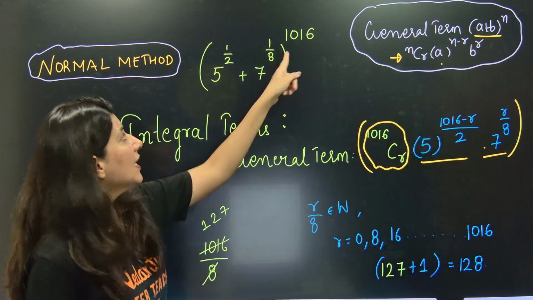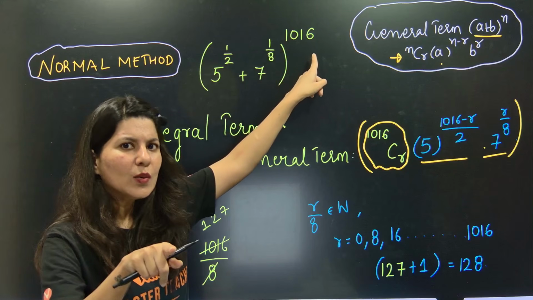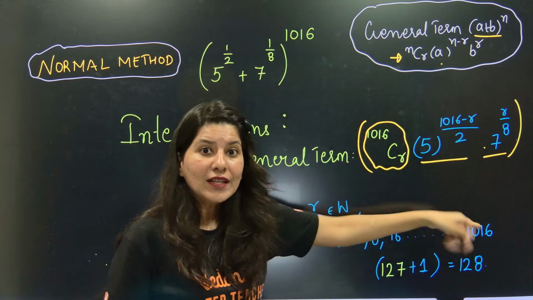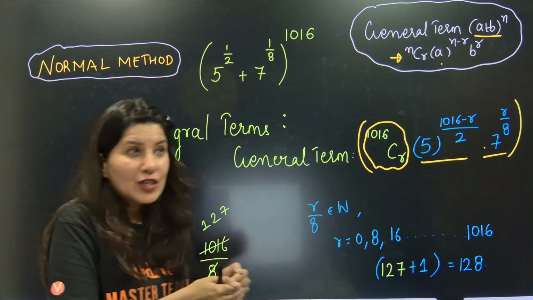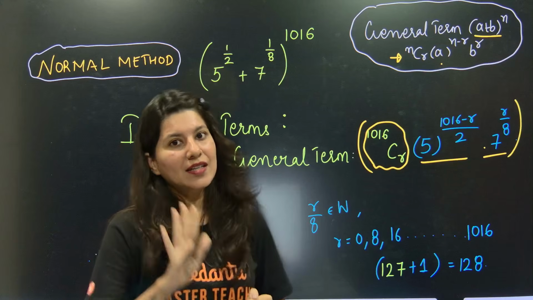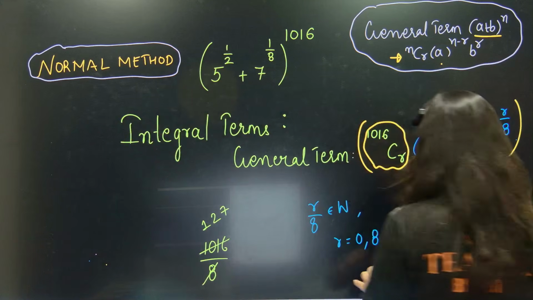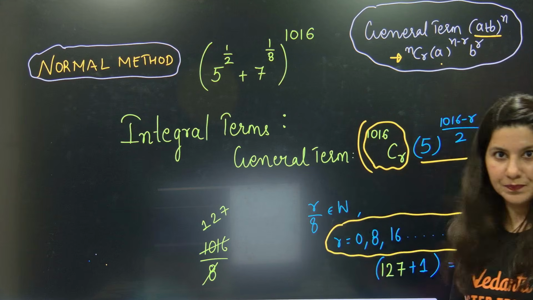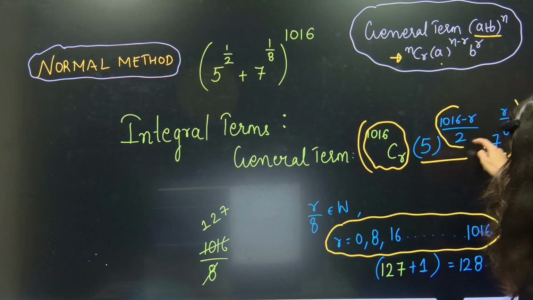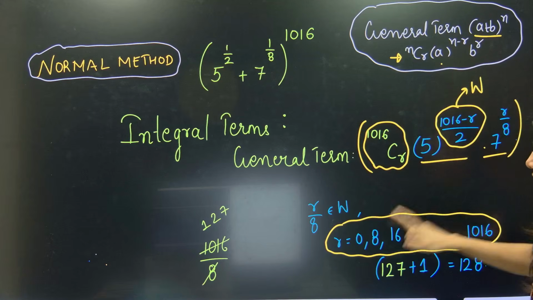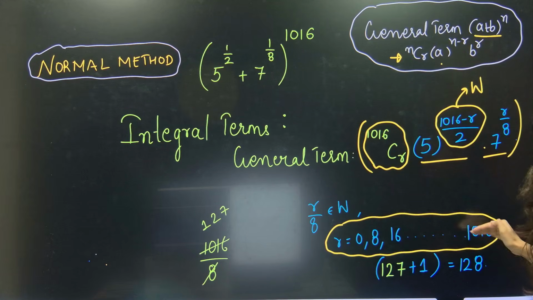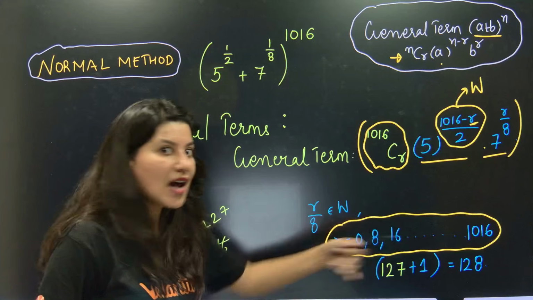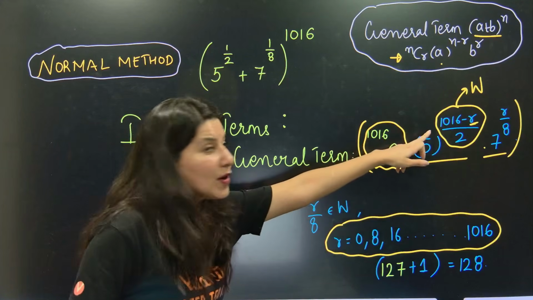Till where can you go? Till the last, 1016. Is 1016 divisible by 8? Yes, so we can write that over here. If not, then we have to find a value less than 1016 but divisible by 8. Now we just have to check that on these values of r, this other term is also becoming a whole number. If you start putting values, you will realize this requires r to be just an even number, and r is always an even number here, so no need to worry about the second expression.